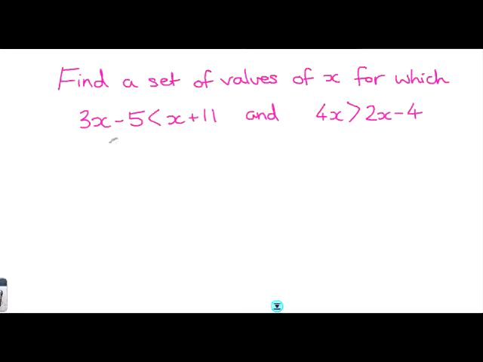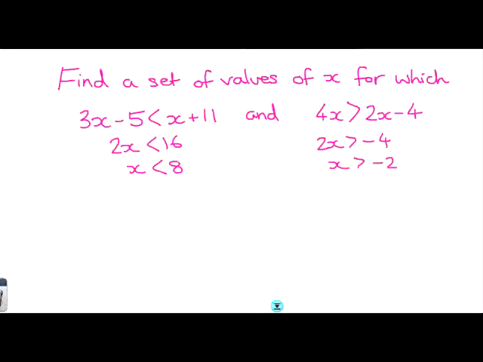So we're going to have 2x is less than 16, x is less than 8. So the values for the one on the left is anything less than 8. Here we're going to have 2x is more than minus 4, so x is more than minus 2.